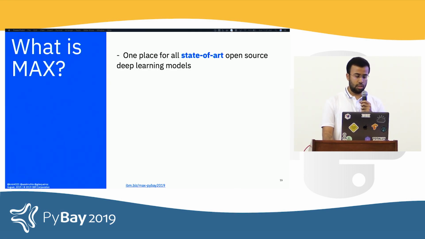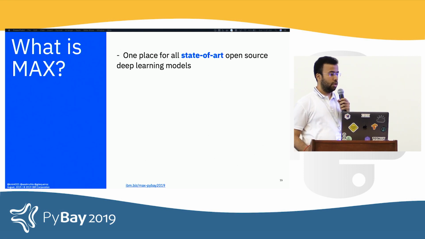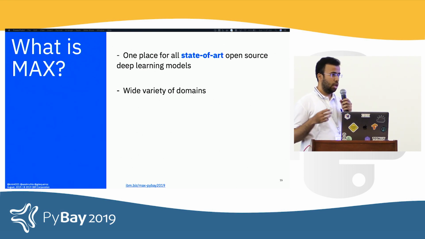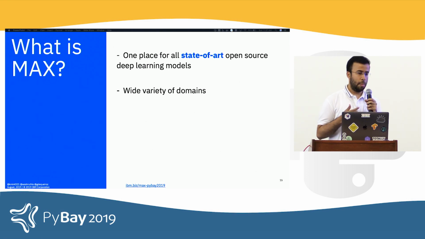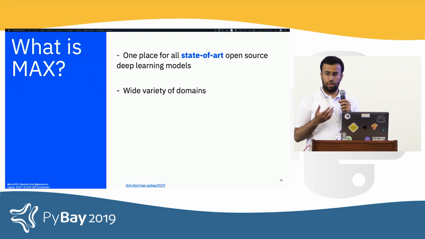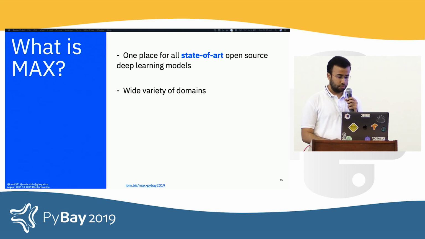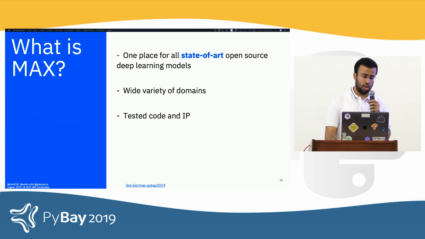So what is MAX? It's one place for all state-of-the-art open source deep learning models. We have a lot of models. Right now we have around 30 plus models covering multiple domains. So for computer vision, we have object detection, image segmentation, image classification, stuff like that. For natural language processing, we have models ranging from text summarization, toxic comment classification, named entity recognition, and we also have a few audio models.